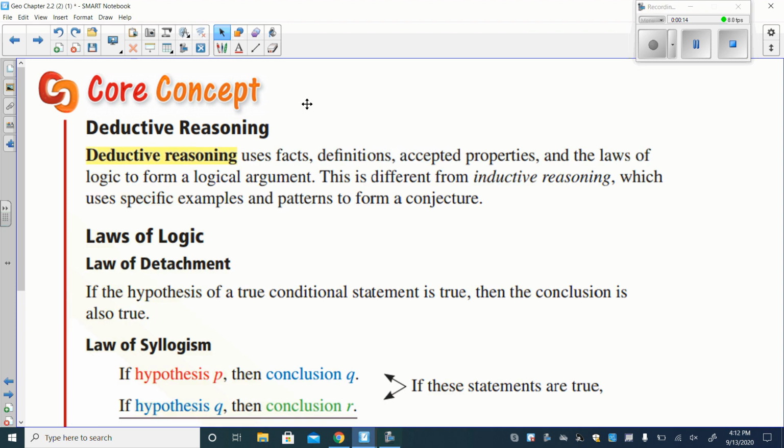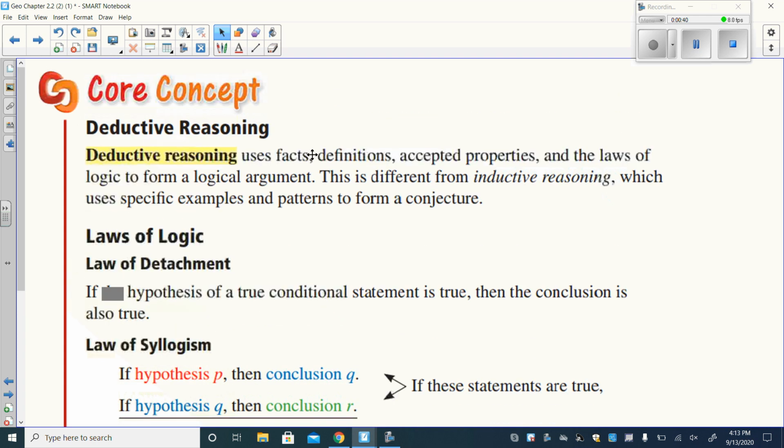Now the main thing with deductive reasoning is we use facts. Facts, definitions, accepted properties, and laws of logic to form a logical argument. This is different from inductive reasoning, which uses specific examples and patterns to form a conjecture. So inductive is pattern, something we can see and show, or kind of see an example, visually see the pattern, see what's going on.